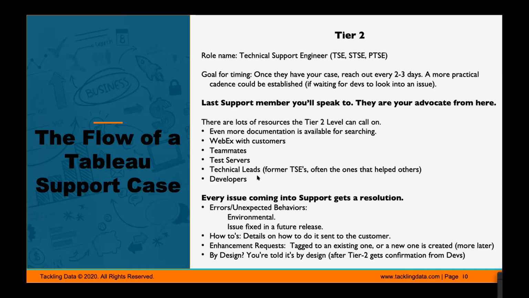And the bottom part is every issue I saw that came into support got a resolution. Sometimes that might be, it was by design, but you'd be told it's by design, and sometimes we get confirmation from the devs. But there's also errors and unexpected behaviors. We'd figure out if it was environmental, let you know how to fix it, or if it was something that went to devs, it would be fixed in a future release. And how-tos, we'd send details on how to do that, and enhancement requests, you'd get tagged in one, or a new one's created later, and more is coming on that later.